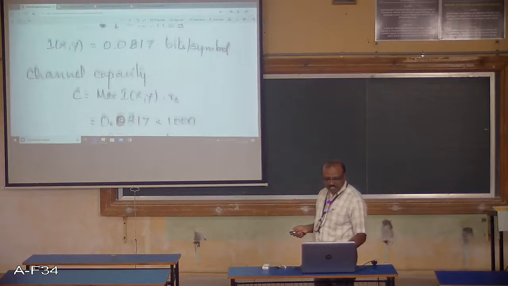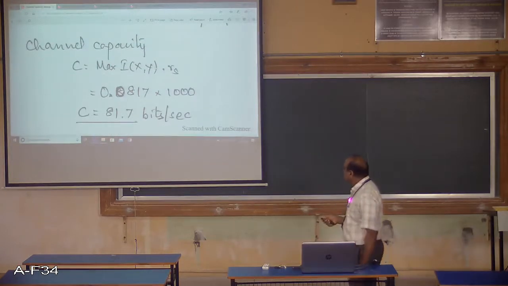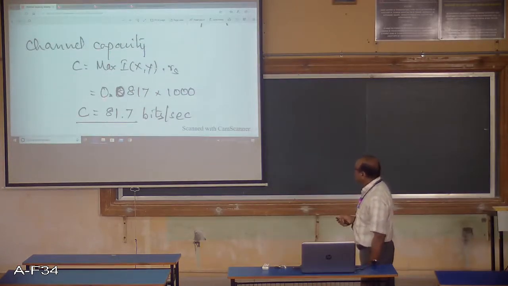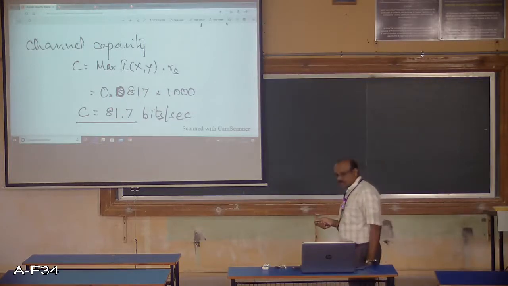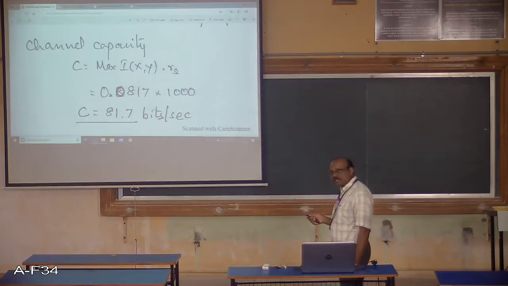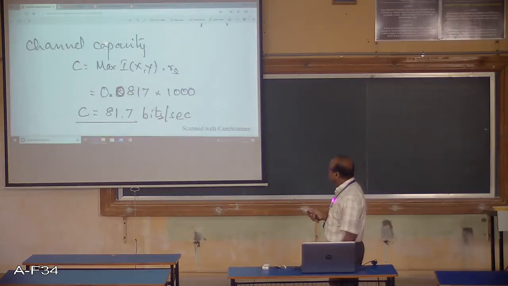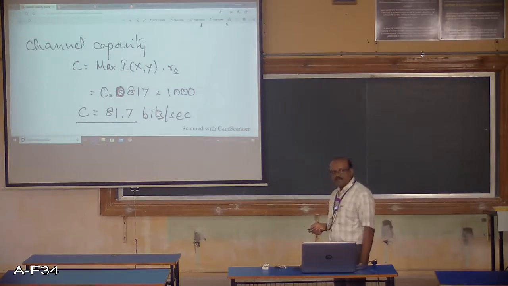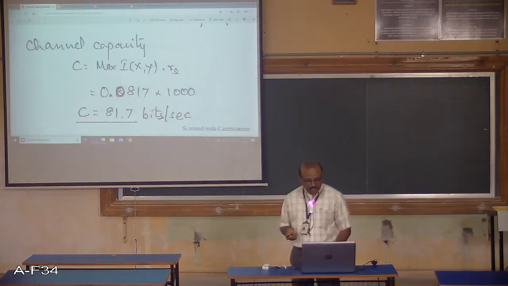So channel capacity is the maximum of this value. Since the input symbols are equiprobable, and we assume that the source matches with the channel, this I of XY which we have got is the maximum, and when multiplied with the source symbol rate, it gives us 81.7 bits per second as the channel capacity.